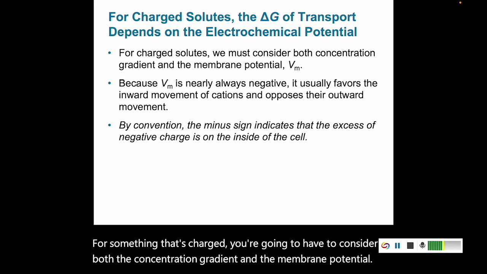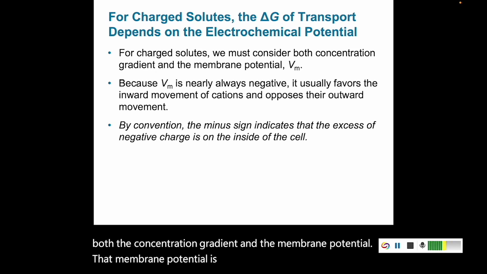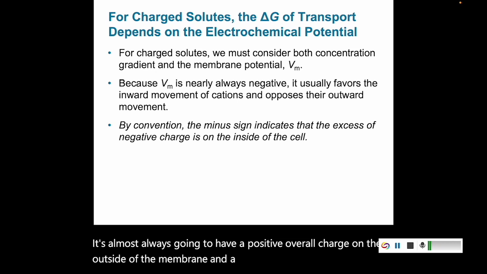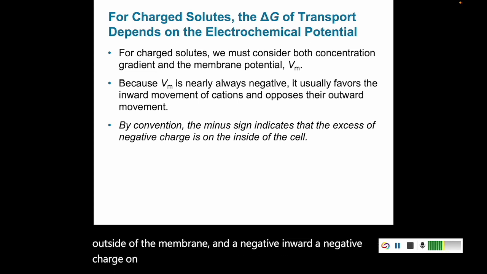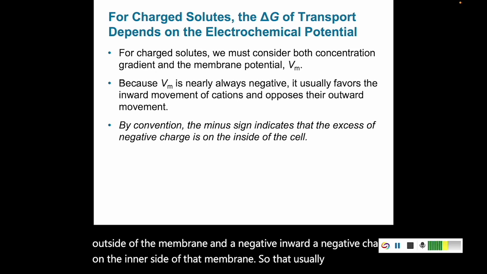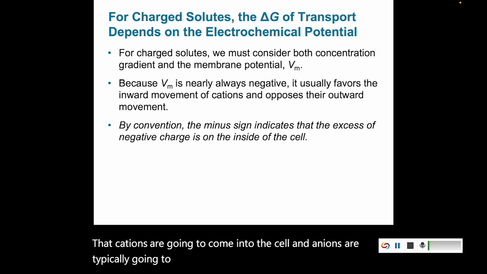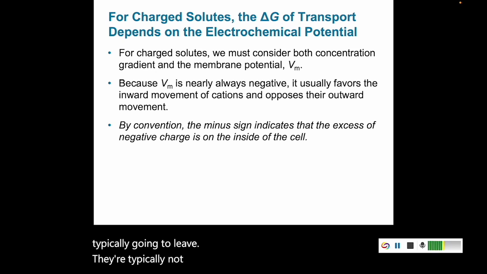For something that's charged, you're going to have to consider both the concentration gradient and the membrane potential. That membrane potential is almost always going to be negative. It's almost always going to have a positive overall charge on the outside of the membrane and a negative charge on the inner side of that membrane. So that usually follows that cations are going to come into the cell and anions are typically going to leave. They're typically not going to want to move in the opposite direction.